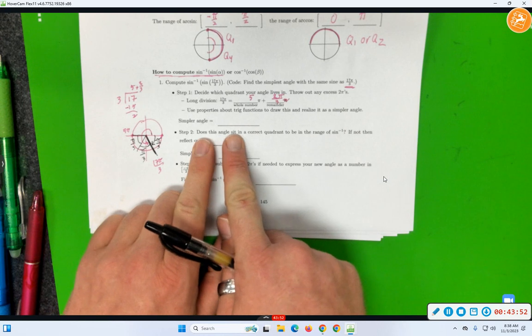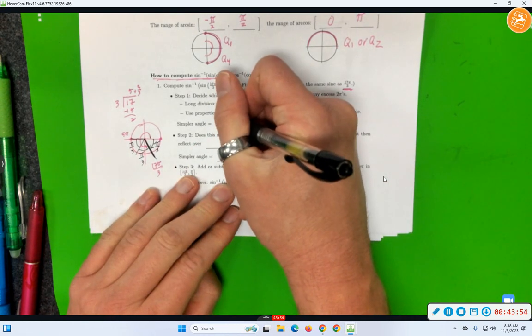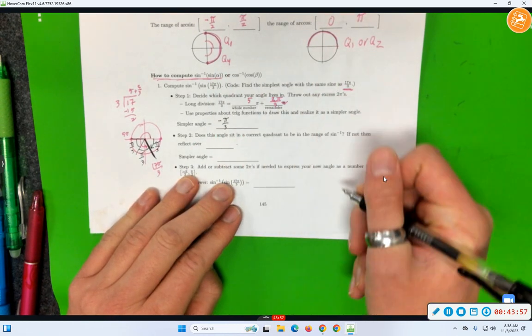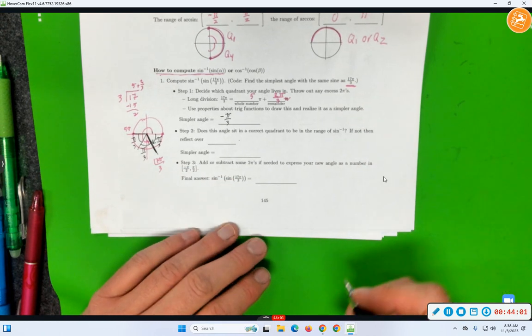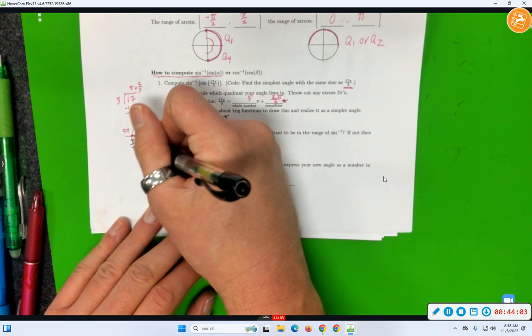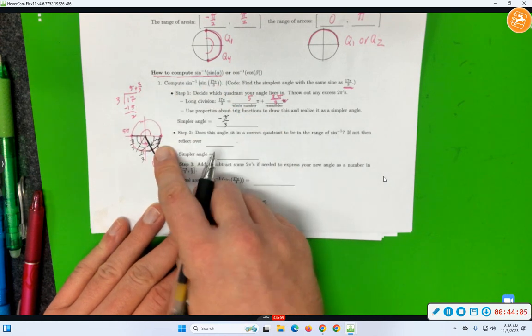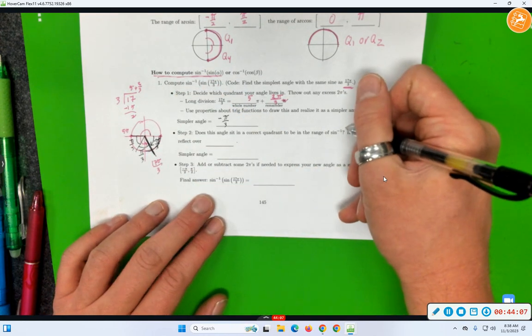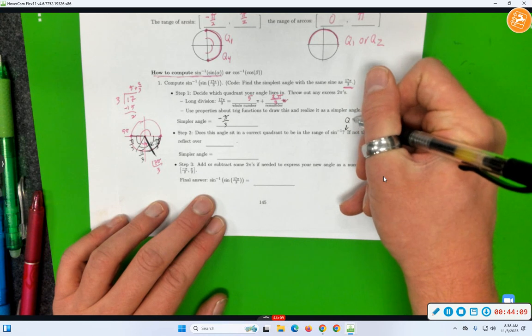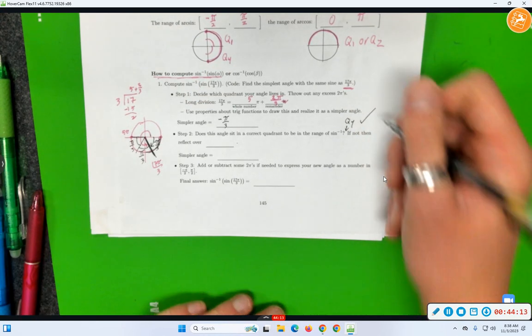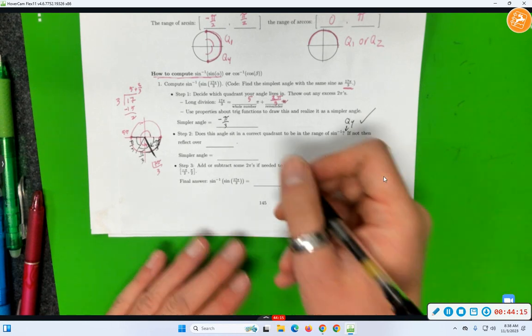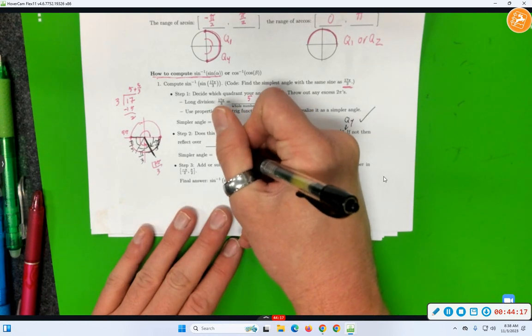The simpler angle we could realize that as is negative pi over 3. So now let's ask ourselves if this sits in the right quadrant to be in the range of inverse sine. It does, right? It's in quadrant 4. The range of inverse sine includes quadrant 4, so that's fine. Don't need to do that. So the angle that we have right now is negative pi over 3.